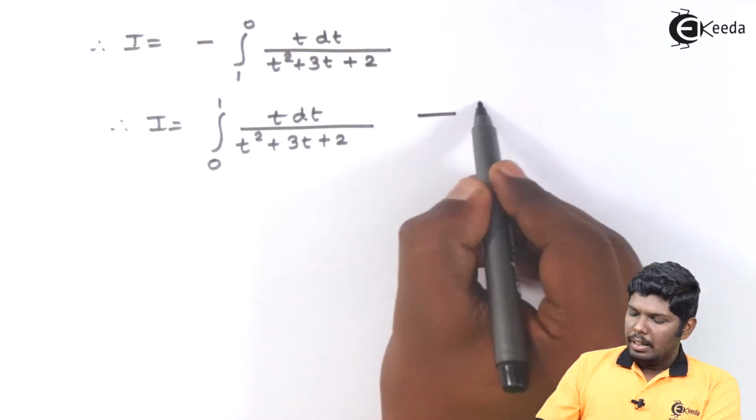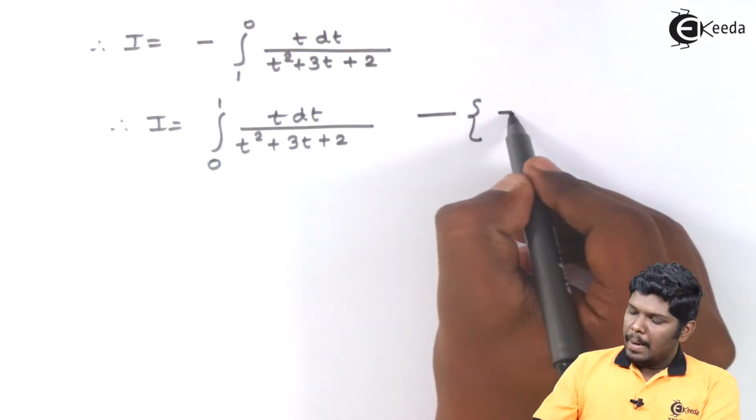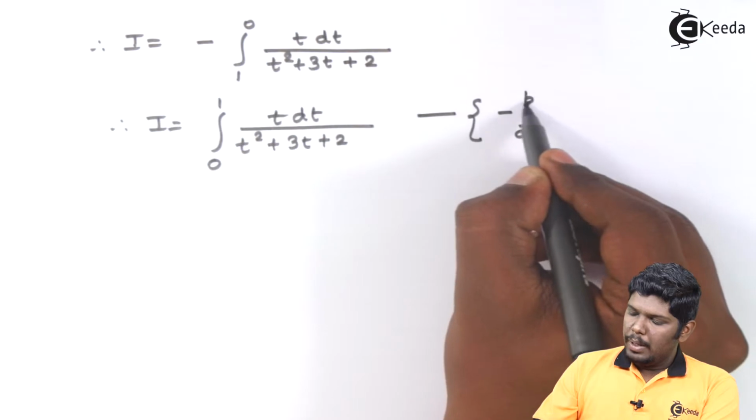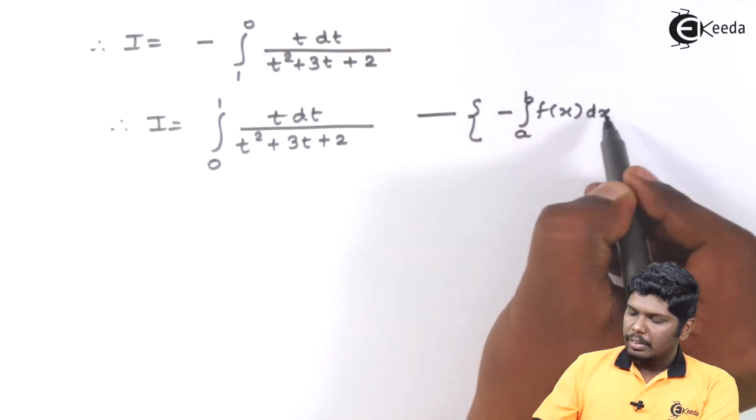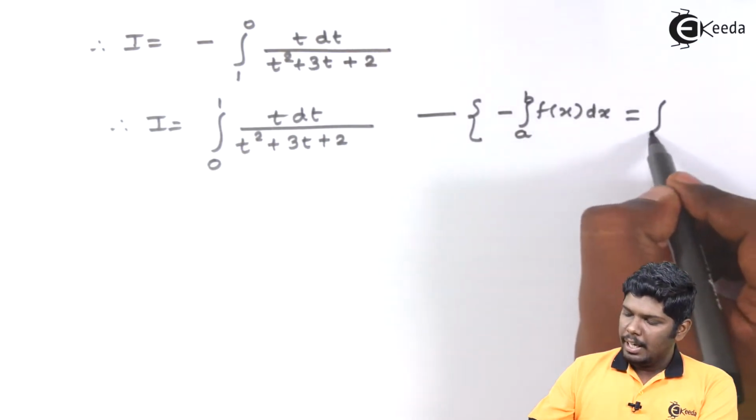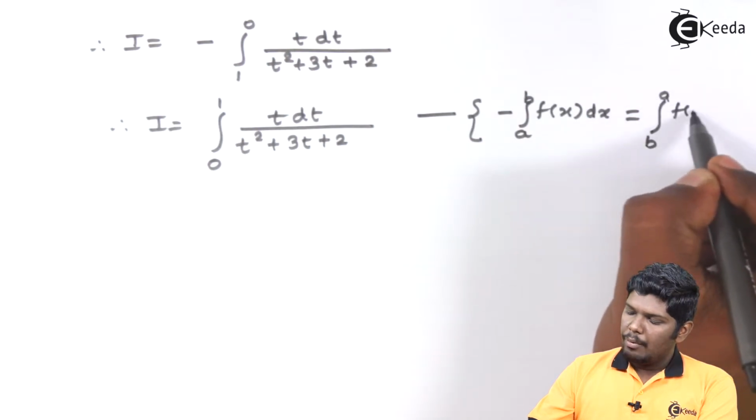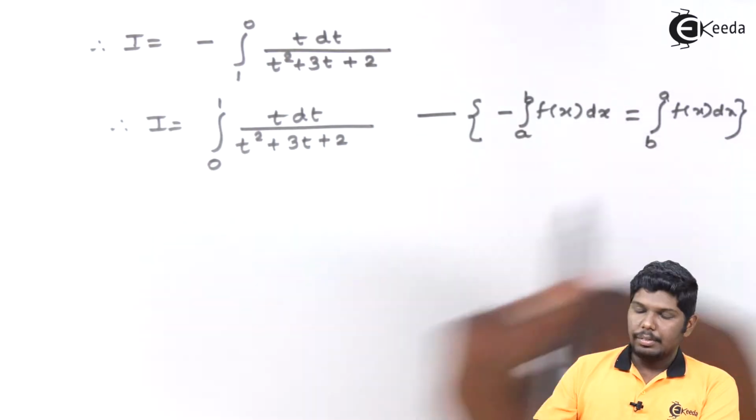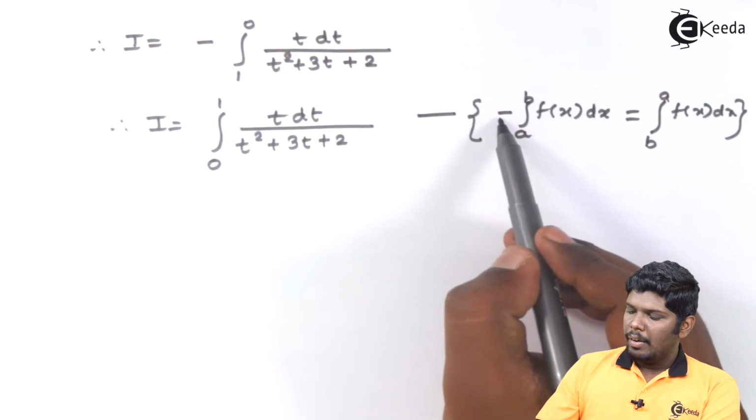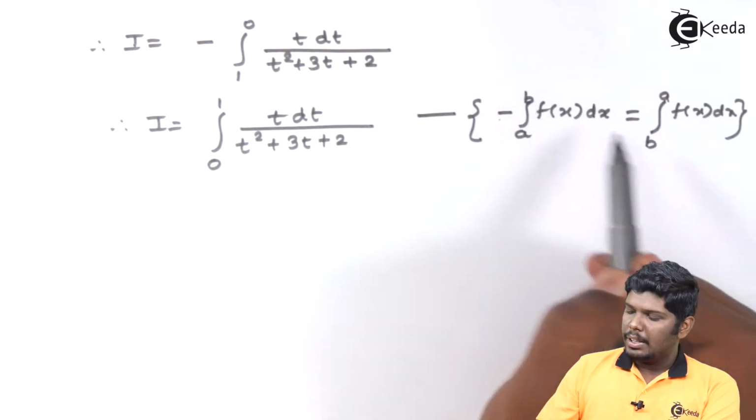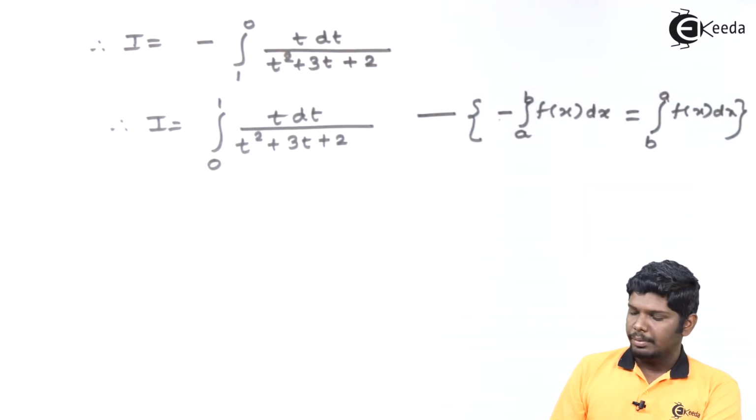This property can be written as minus integral a to b f of x dx can be also written as integral b to a f of x dx. As you can see, we have eliminated minus sign and we have interchanged the position of their limits.